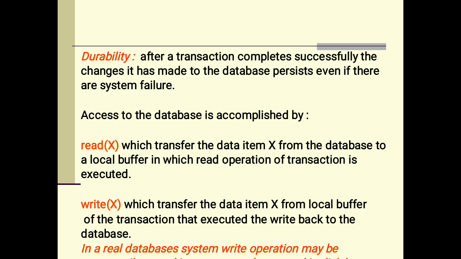Now durability is the last property in the ACID properties. After a transaction completes successfully, the changes it has made to the database persist even if there are system failures. So that is durability. When a transaction is completed successfully and changes the values in the database, those values should persist in the database after a system failure also. That means whatever changes you make in the database, those changes should be durable.